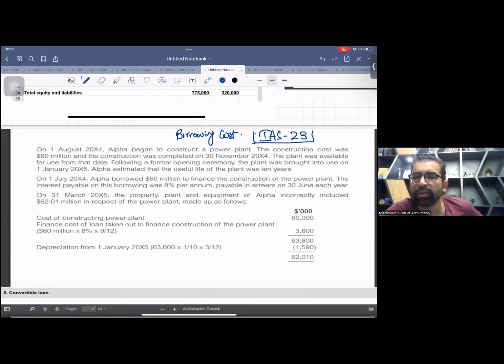All the other interest will go in the PNL. I repeat, the day you will start construction, you will start capitalizing the borrowing cost, that means interest. And the day this project is completed, you will stop capitalizing interest. After that and before that, everything will go in PNL. This I have taught you in class IAS 23.